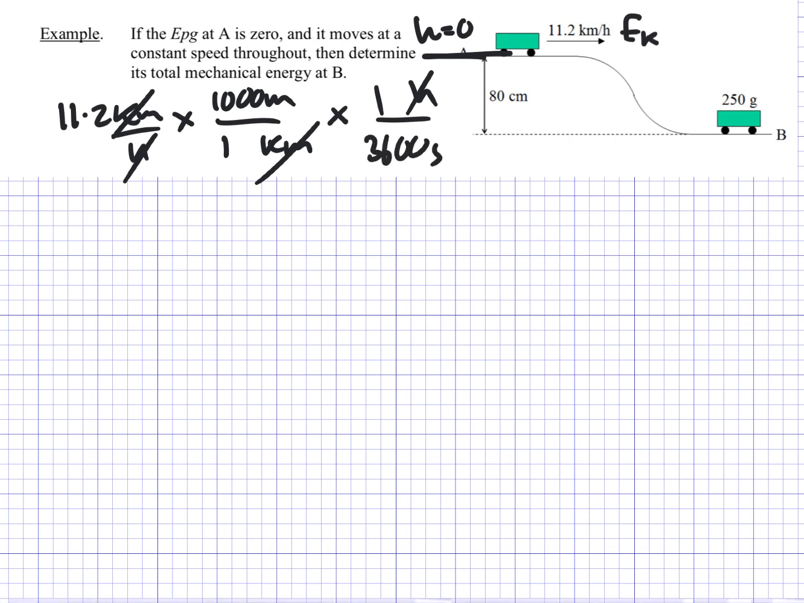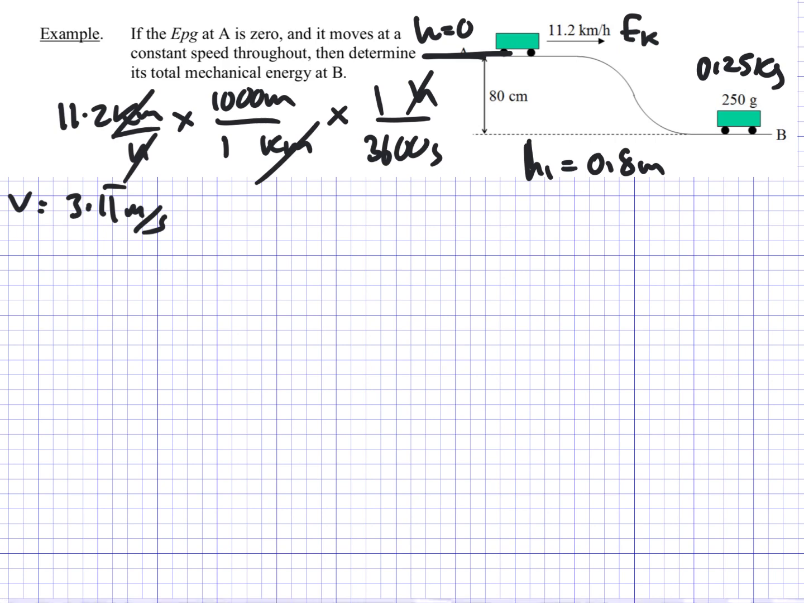So actually in meters per second, the speed is 3.11 recurring meters per second. So that's the speed, and that does not change. The initial height, so height 1, is 0.8 meters. And of course the mass is 0.25 kilograms.